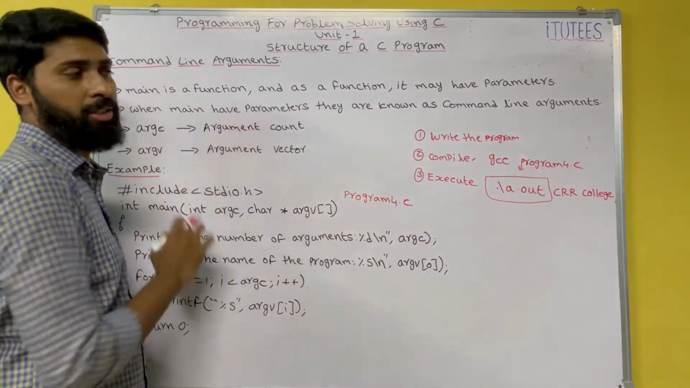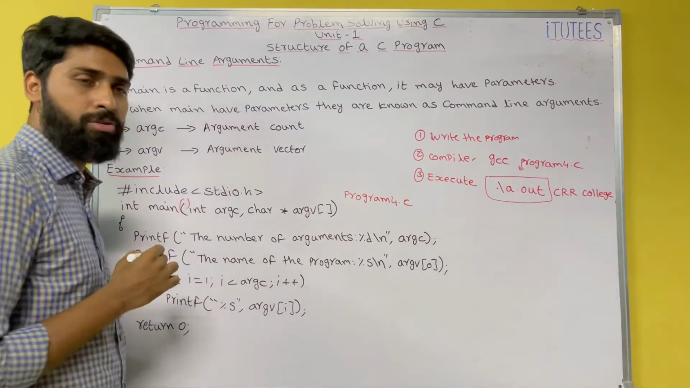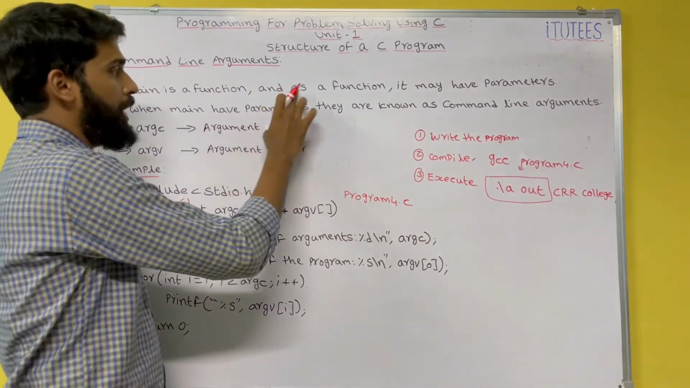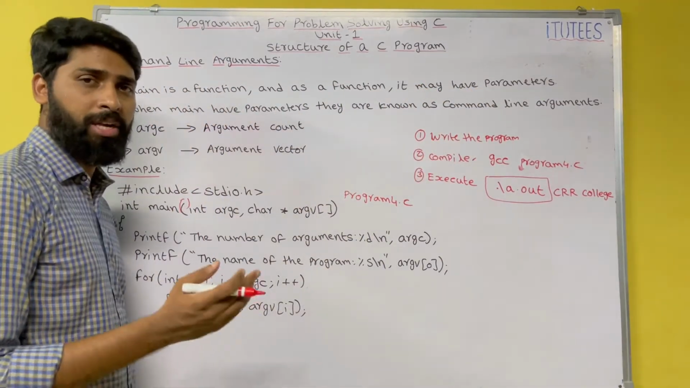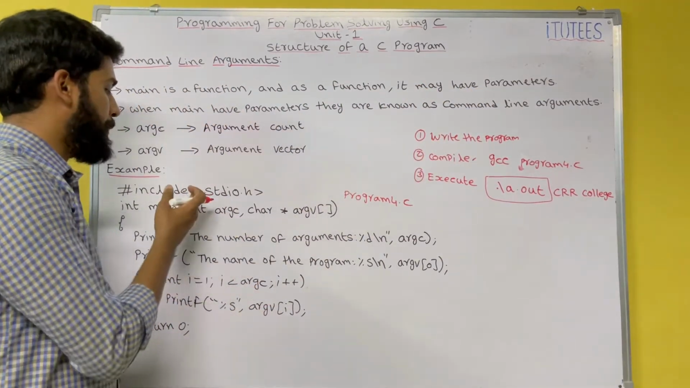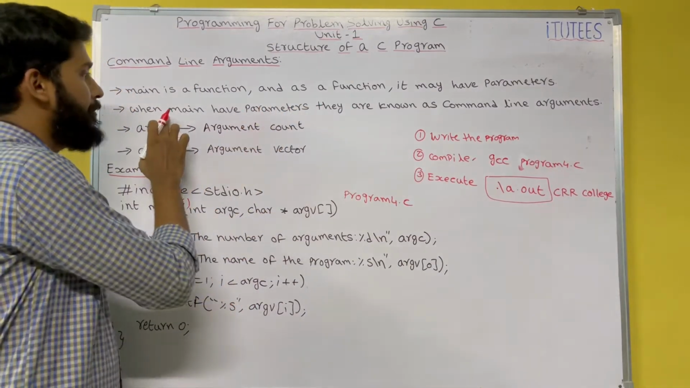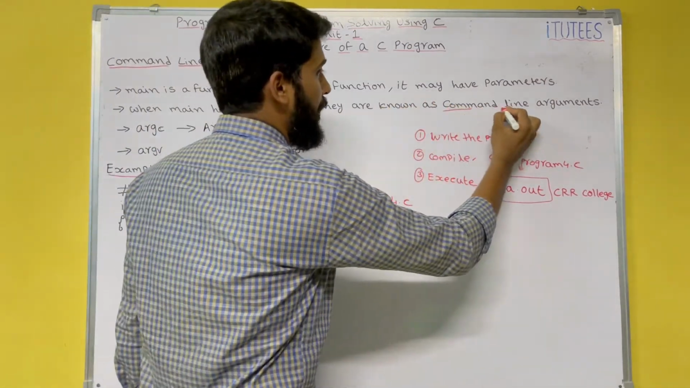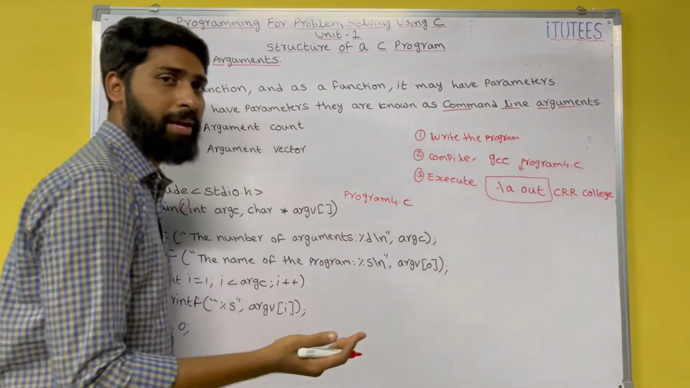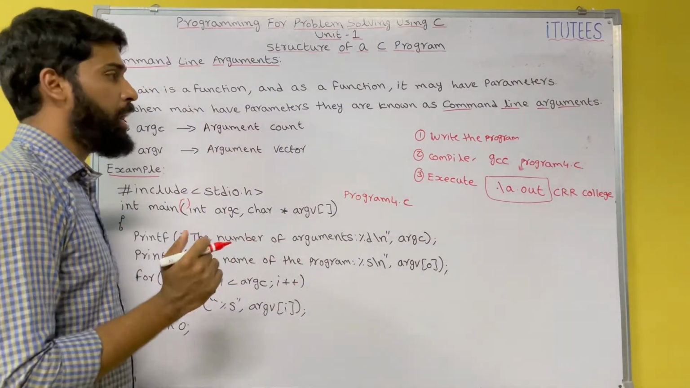So main is a function. If you observe, main is also a function, with open bracket, closing bracket. And as a function, it may have parameters. Functions have parameters, so main also can have parameters. When main has parameters, they are known as command line arguments. That means if main has some arguments, these arguments are called command line arguments.